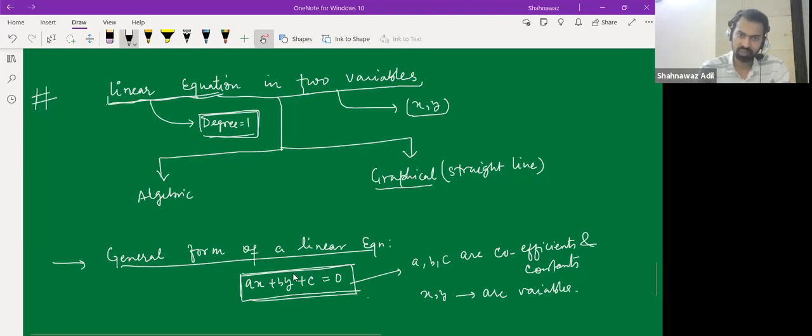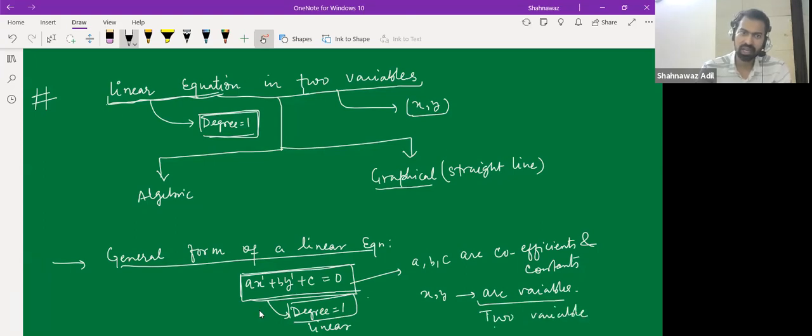Okay. So now we can see what the degree of this equation is. We have one degree. So degree is one, which means that it is linear. And we have two variables, x and y. So this is the algebraic representation of a linear equation in two variables.